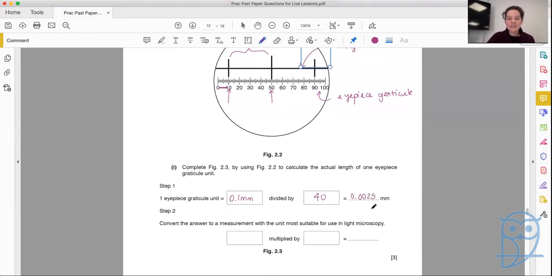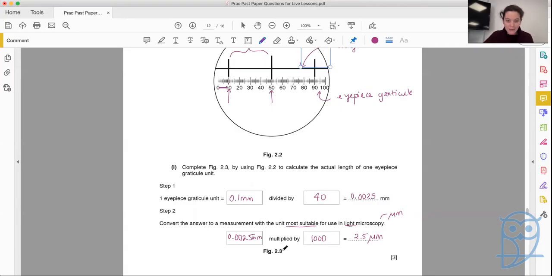Okay, but step 2. Convert the answer to a measurement with a unit most suitable for use in light microscopy. Well, this one, of course, is our micrometers because it's a light microscope. So we're aiming for micrometers. To convert from millimeters to micrometers, we would take our 0.0025, we would multiply it by 1,000, and that would give us 2.5 micrometers. We really want to be sure that we put that unit in because that is our most suitable unit. Be very sure whenever we're changing units that we put them in.